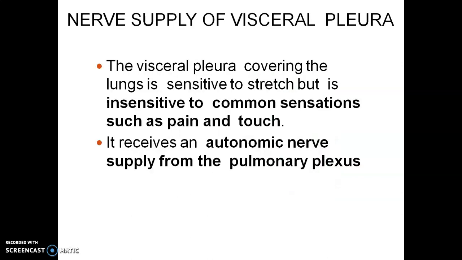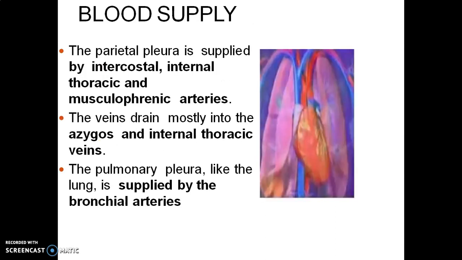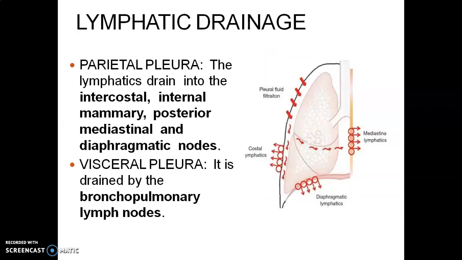Nerve supply of visceral pleura: it is insensitive to common sensation like pain and touch. It receives autonomic innervation from the pulmonary plexus. Coming to blood supply, pleura gets blood supply from the musculophrenic artery, intercostal arteries and internal thoracic artery. The veins drain mostly into the azygos and internal thoracic veins. Pulmonary pleura gets blood supply from the bronchial arteries.